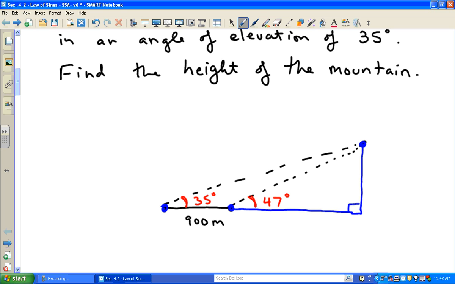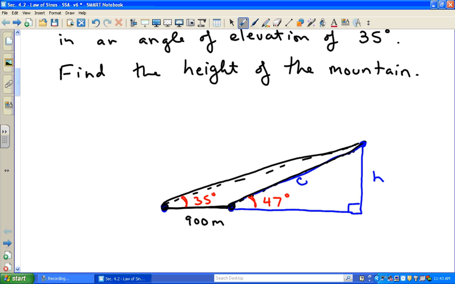Now from here, we can find a little bit more information. Let's first of all let h be the height of the mountain, what we're interested in finding. And I'm actually going to let c be the distance from here to here. From that, we can first work on an actual obtuse triangle in here, and then the distance down to here.